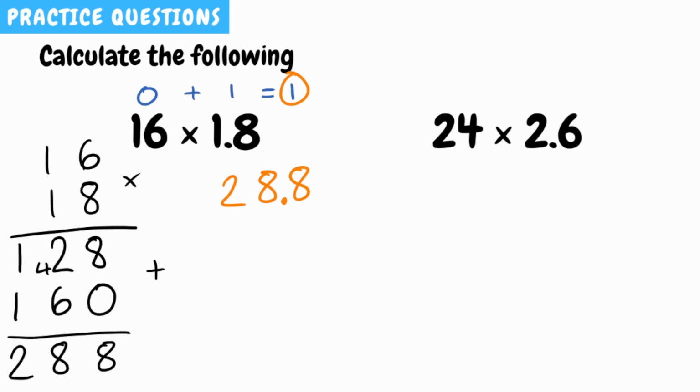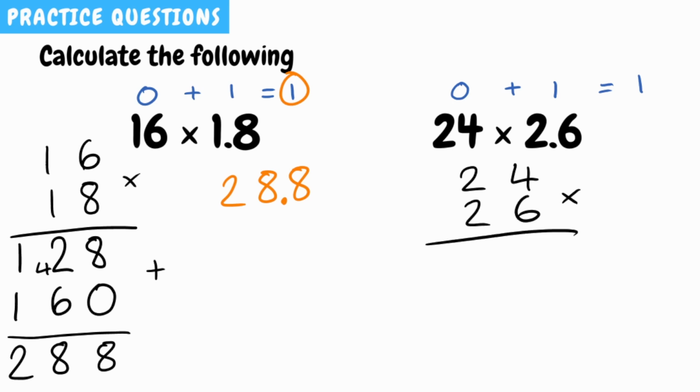Okay, for this next question, we've got 24 multiplied by 2.6. So again, we're going to count the decimal places in each number. We don't have any decimal places in this 24. And there's 1 decimal place in this 2.6. So then I'm going to add these two numbers together, and that's going to give me 1. So I know there's going to be 1 decimal place in my final answer. We then treat this like a normal calculation without the decimal points. So we're going to do 24 multiplied by 26.